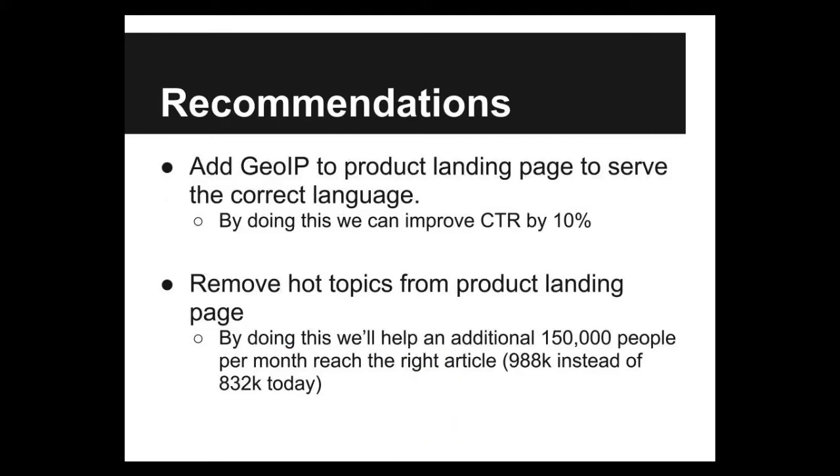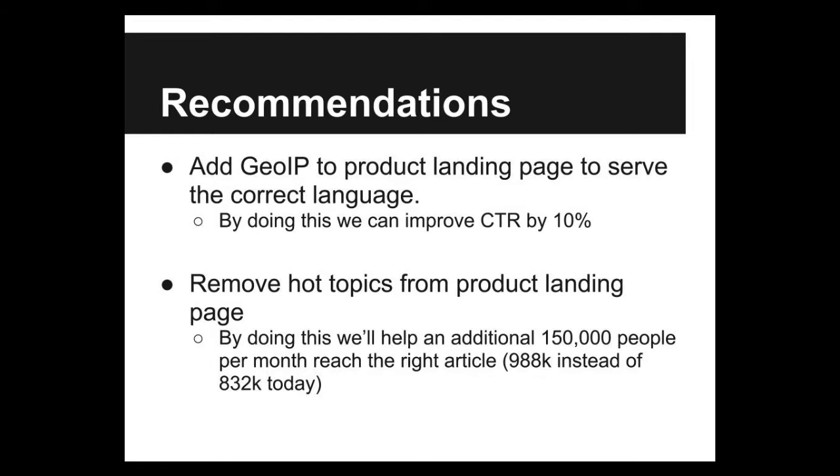The recommendations. Of course, the first one is to add GeoIP to the product landing page so that we can serve the correct language. By doing that, we can actually detect the language or offer people a different experience. If we already know what language they speak in that country, we could offer them the language right away and offer them to switch to English.